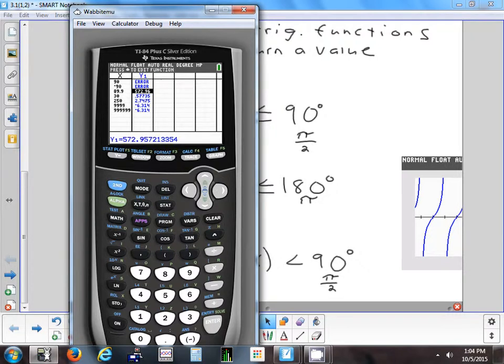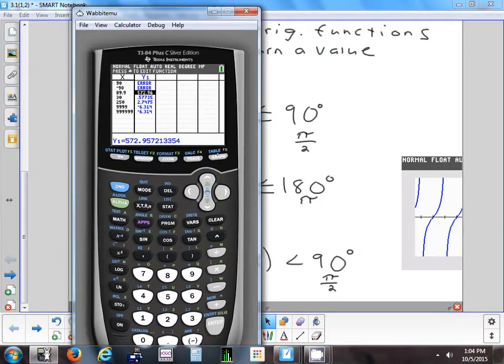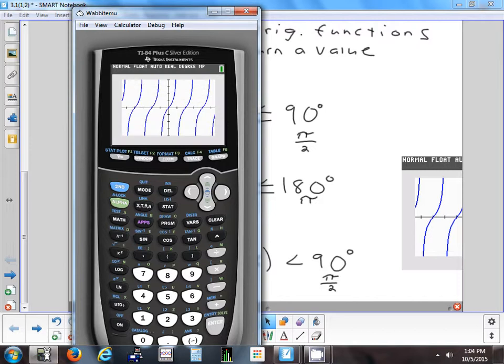Look how big y gets. As you get very, very close to 90, as you get very close to that mark right there, this graph is going way up. Very, very steep.